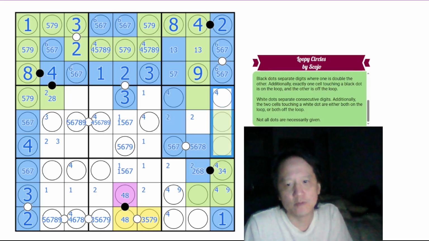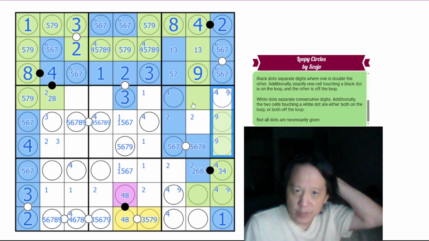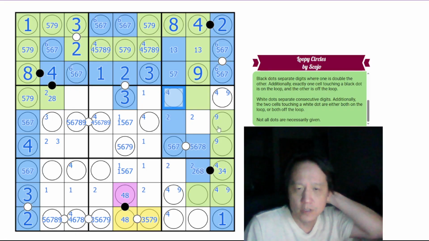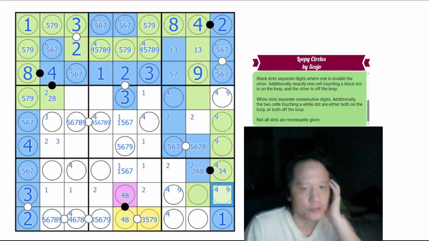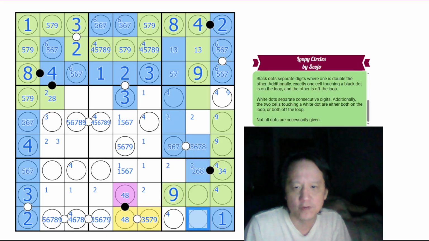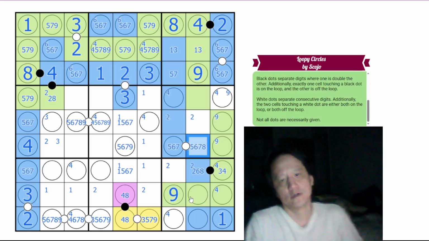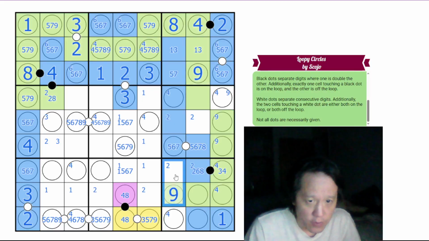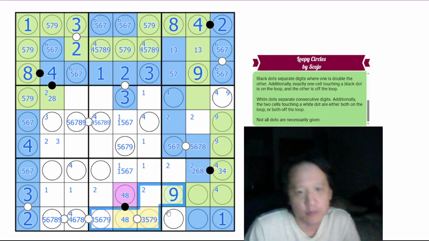9 is definitely one of these 3, because it cannot be either of the cells that are off the loop. And we know 9 is always in a circle, so this cannot be 9, which means this has to be 9 here, and it has to be on the loop. So this is on the loop. This is off. It could go something like that. It could do something like that. We don't know.